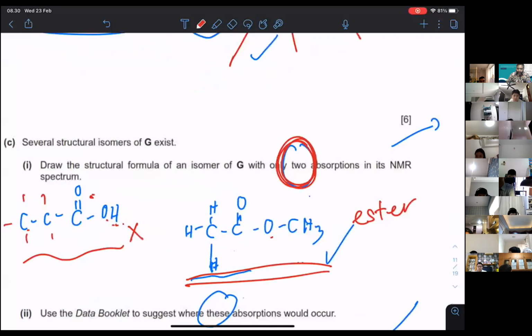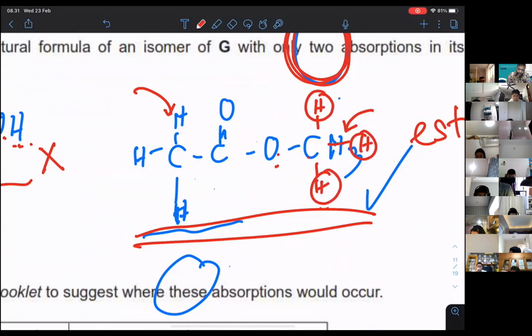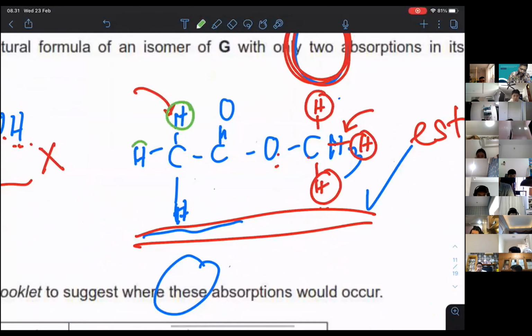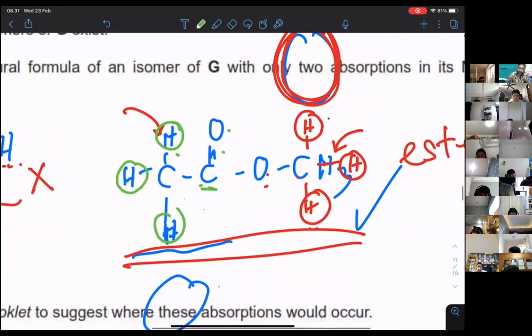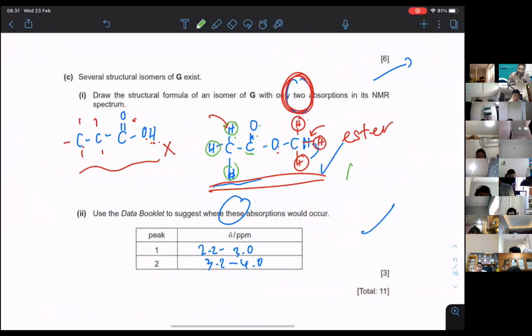Because when I check the proton environment, the hydrogen environment here, here, and here is one environment, because the carbon is attached to O. But the hydrogen environment here is the carbon attached to carbon with double bond O. So these are different. So there are a total of two absorptions, because there are two different environments. So we are looking into this part.